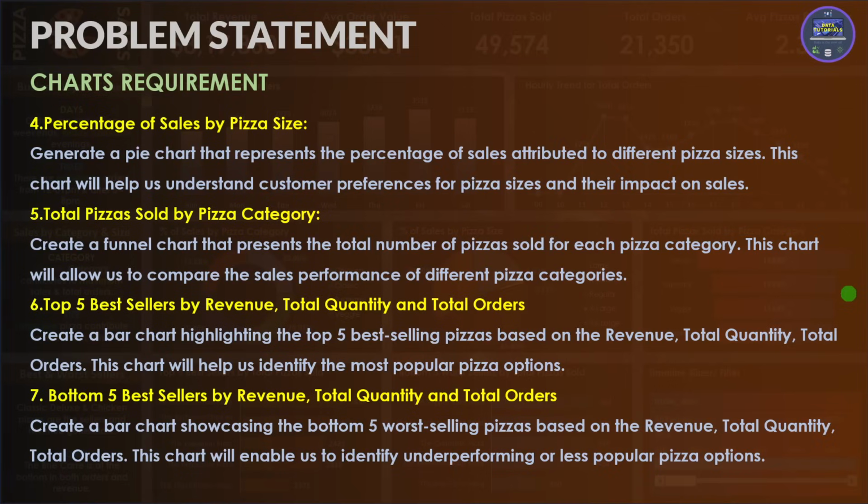So in this he wants us to create a funnel chart, right? Where we will get an understanding of how to compare the different sales performance with respect to different pizza categories, right?